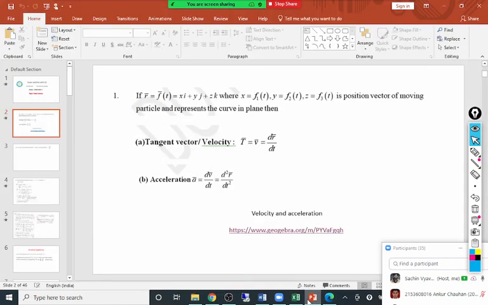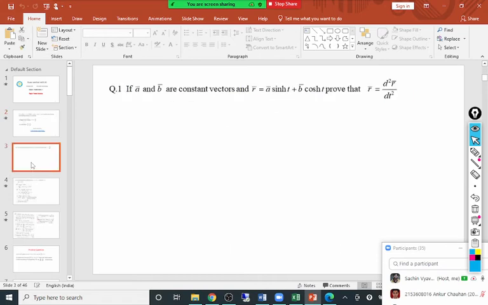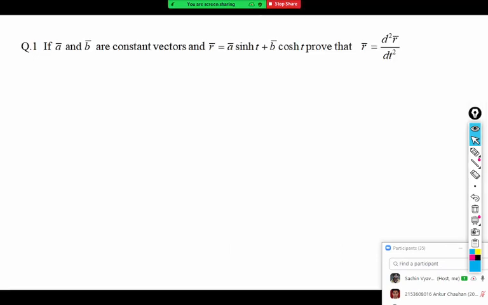We have to do the mathematical part. What is the most important thing for you? The formulas of T bar, V bar and A bar. These three formulas are the only important ones. Nothing else. Okay, got it? So it's better we see the question here. Come to the types of questions that we have.